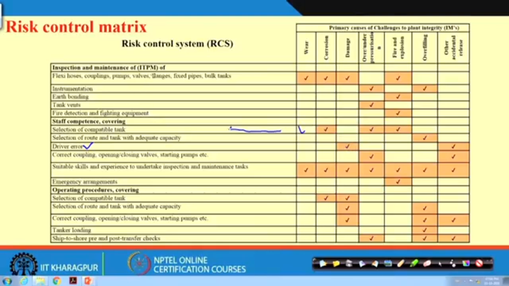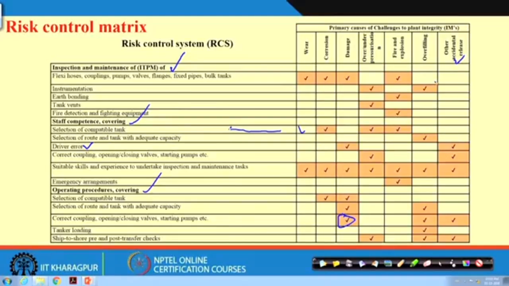Like this, for all the risk control systems, like operating procedures: correct coupling, opening and closing valves, starting pumps. People should put in the correct coupling, people should close the correct valves, people should have the right startup of pumps. This is applicable to which initiating mechanism? If you do this correctly, damages will not happen. Hence, by applying this risk control system, you can control the damage. You can control overfilling. You can control accidental releases by doing it correctly. If you don't do the coupling of the hose pipe properly, then a leak will happen. That is other accidental release. So, if you want to control this, this is the risk control system which we have to use.